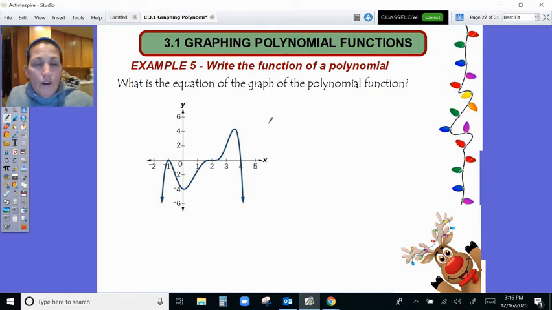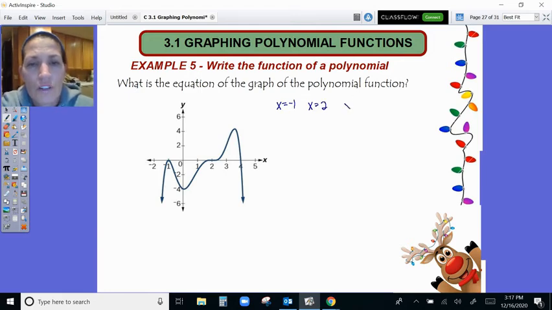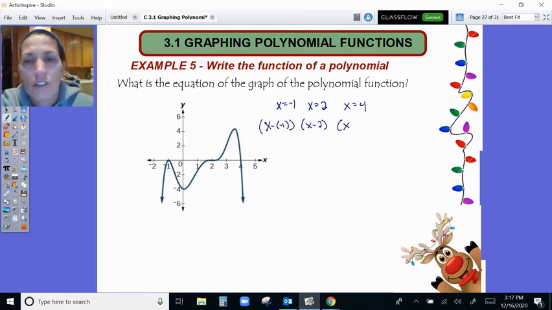Okay, let's try one more. Now this one does not have a y-intercept of 0, so I'm going to show you how to find that. Let's get all of our zeros together. We have x equals negative 1, x equals 2, and x equals 4. I'm going to write them as factors: x minus negative 1, x minus 2, and x minus 4.